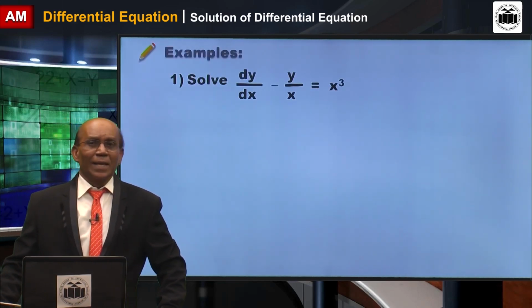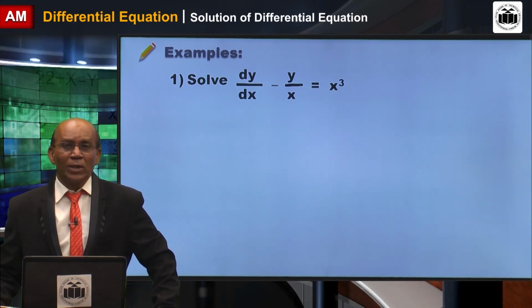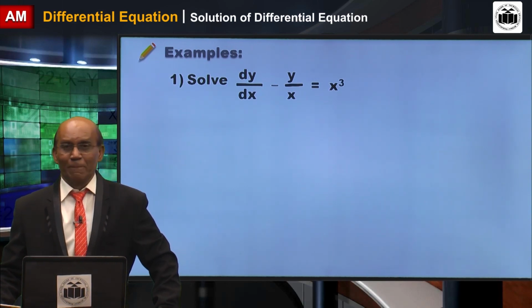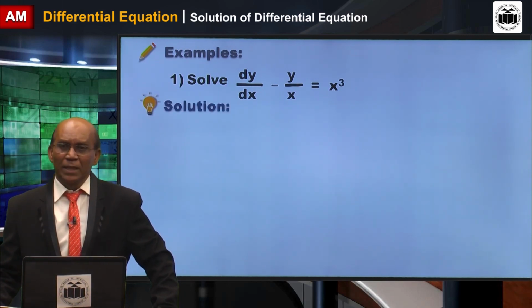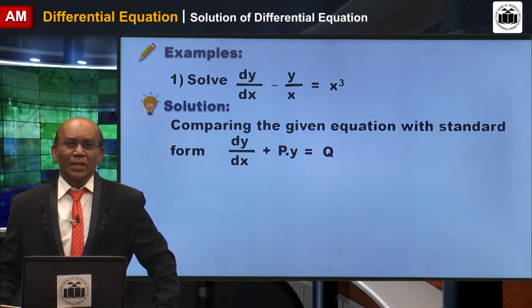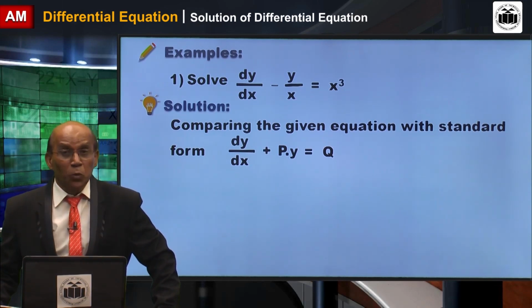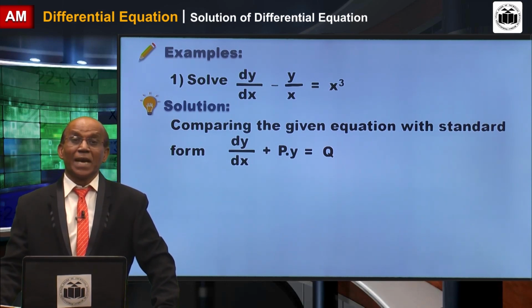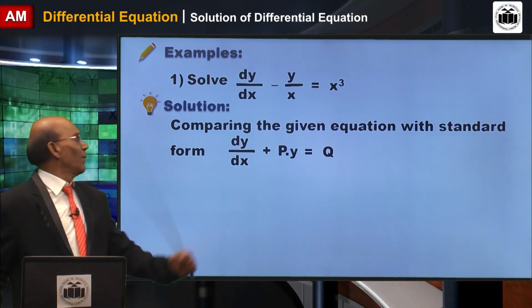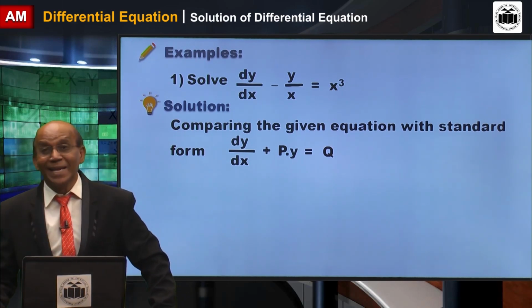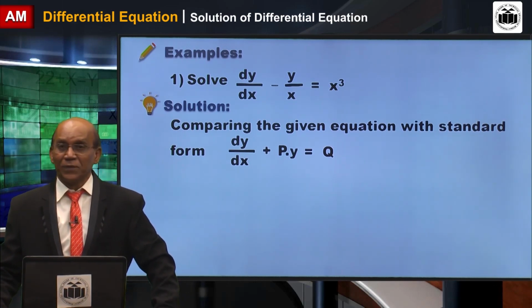Now the first example in linear differential equations is: solve dy by dx minus y by x equals x cube. Solution for this one: we compare the given differential equation with the main equation dy by dx plus py equals q, because this is the standard form to solve any type of linear differential equation.